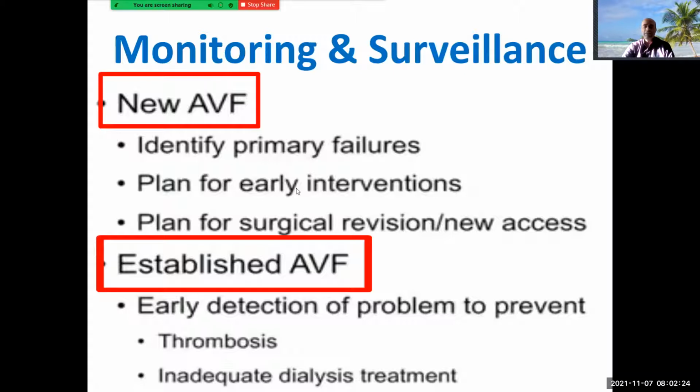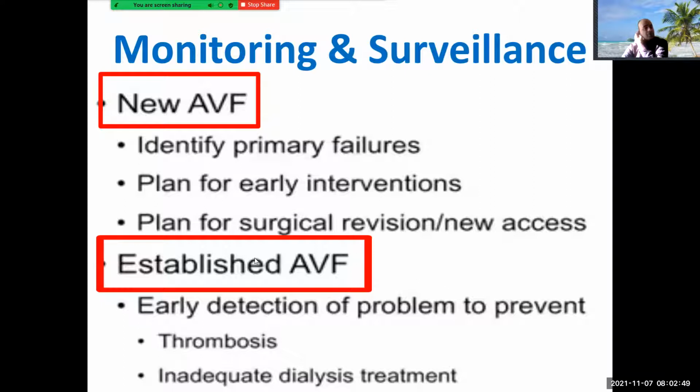Plan for early intervention. This should also be monitored and assessed by vascular surgery and by ultrasound, and we'll see the criteria. Plan for surgical revision or new access. This should be for a new fistula. You just need to assess the new fistula until maturation after 6 or 8 weeks, and we'll see different cases now. Establish a fistula.